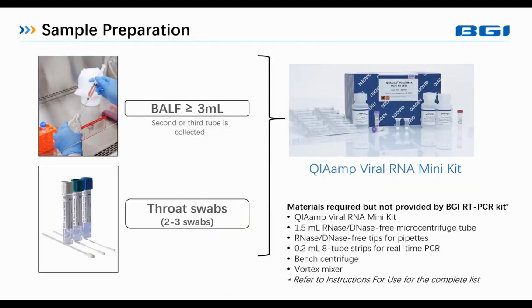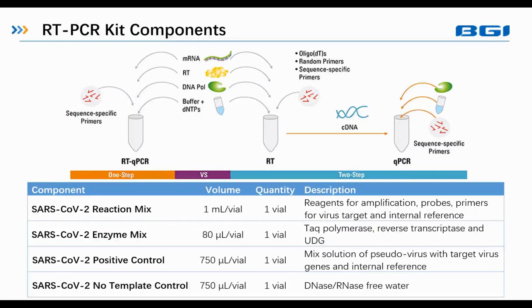As indicated previously, we can use two different sample types to detect the nucleic acid of SARS-CoV-2. For the lower respiratory tract, we can use BALF sample, and for the upper respiratory tract, throat swab can be used. The sample is then subject to RNA extraction using the QIAamp Viral RNA Mini Kit. And after extraction, the RT-PCR reaction can be set up.